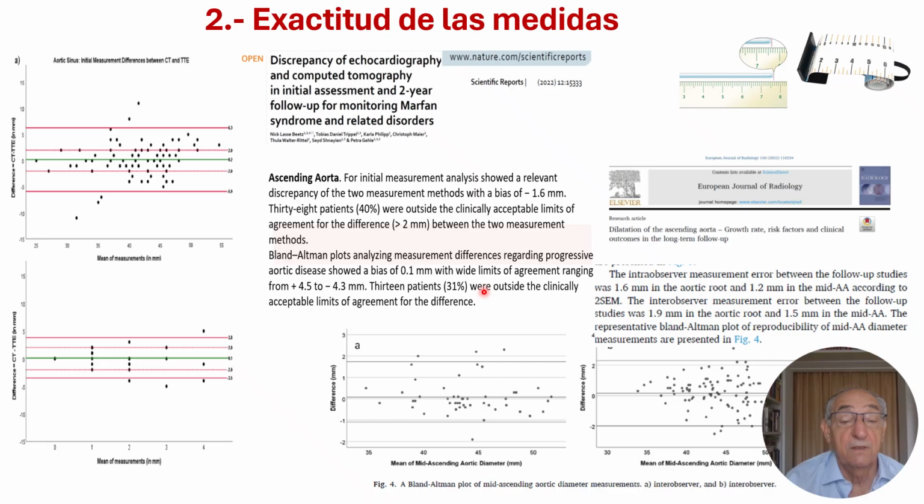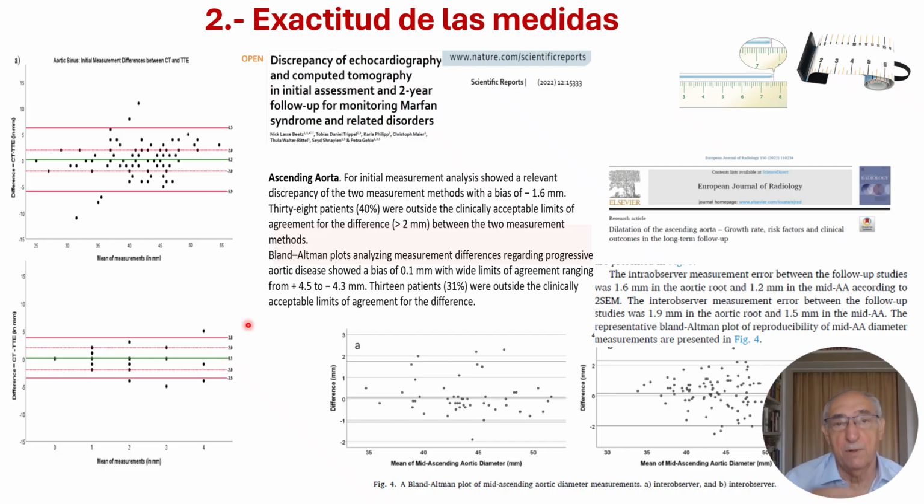31% of patients are actually outside the acceptable clinical parameters. Therefore, we cannot assume that a 42 measured by echo corresponds to a 42 measured by CT or MRI, because each technique has its variability. A 2 millimeter variability is the standard. A variability over 4 millimeters should make us suspect either a bad diameter measurement or a real size change. It is absolutely important, but 2 millimeters is standard.